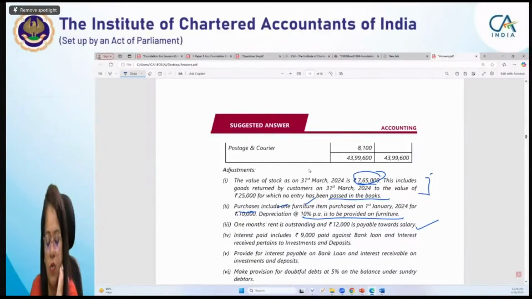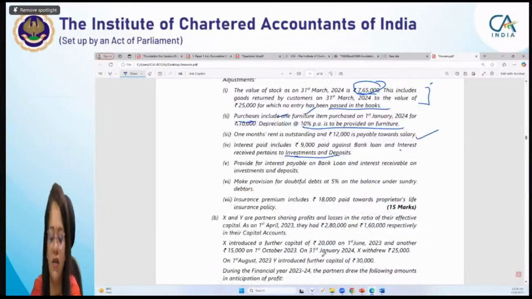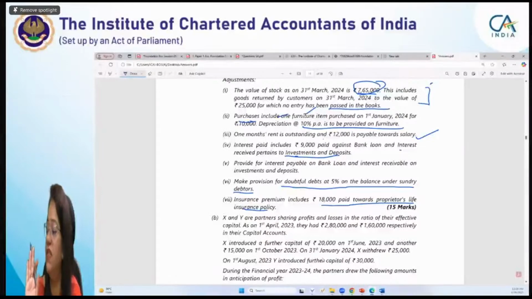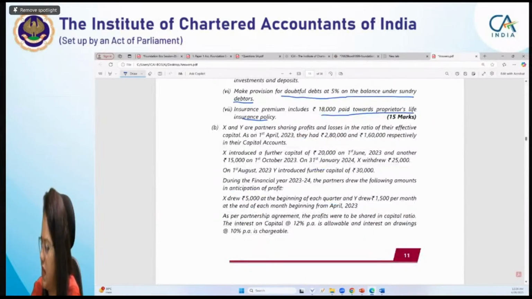Interest paid includes interest paid against bank loan, and interest received pertains to investments and deposits. Provide interest payable on bank loan and interest receivable on investments and deposits. Make a provision for doubtful debts on the balance under the sundry debtors. Insurance premium includes 18,000 paid towards the proprietor's life insurance policy. All adjustments are very easy. कोई भी adjustment ऐसी नहीं है जिसको आपको difficulty लगे. If there is anything you can ask.